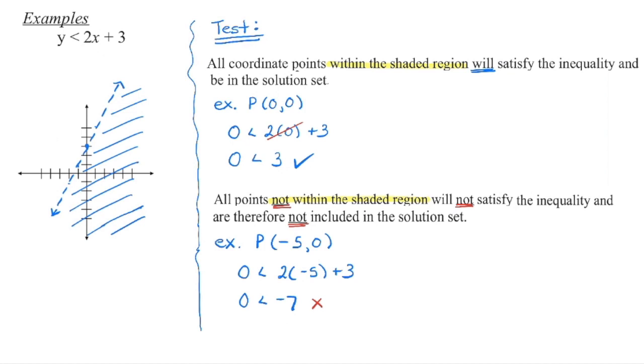If you choose a point on this line, for example, I know that I have a y-intercept at 3, so this point is going to be (0, 3). When I substitute that in, my y-coordinate is 3 and my x-coordinate is 0. I end up with 3 is less than 3. That's not a true statement, and because we have this dashed line here, we know that any point on that line will not satisfy that inequality and will not be part of that solution.